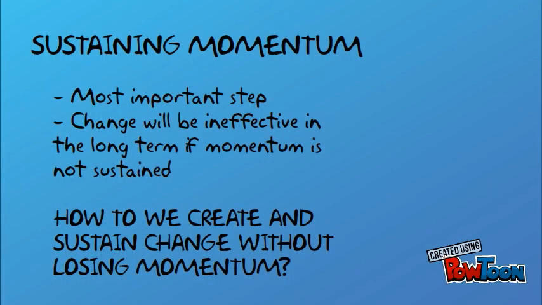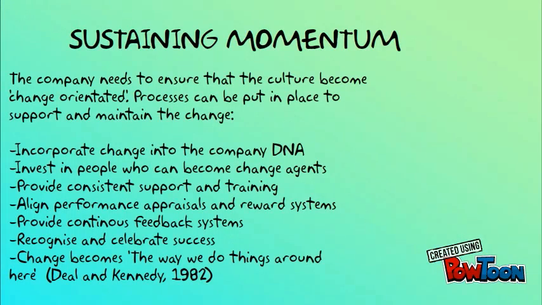The final activity is sustaining momentum. Sustaining momentum is the most important step, as the change will be ineffective if the momentum is not sustained. How do we create and sustain change without losing momentum? The company culture must become change-orientated, and processes can be put in place to support and maintain this change, including incorporating change into the company DNA, investing in people who can become change agents, providing continuous feedback systems, and continuous support.